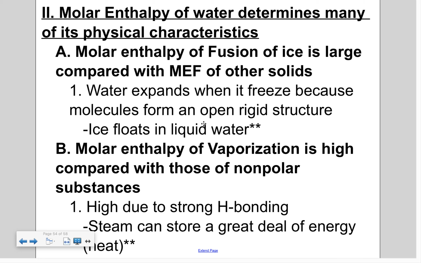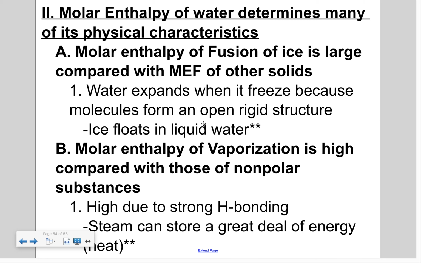Now, the molar enthalpy of water determines many of its physical properties. So I'm going to talk about fusion and vaporization. Remember, molar enthalpy of fusion is going from a solid to a liquid, and it's quite large compared to other solids because, again, hydrogen bonds. Water expands when it freezes. It has this open, rigid structure. Ice floats in liquid water, very important in the ecosystem.